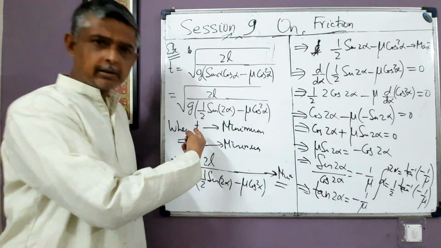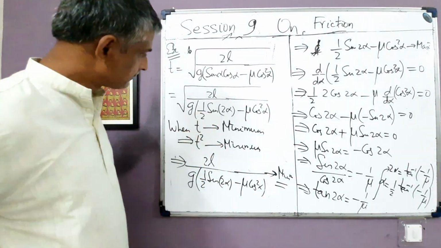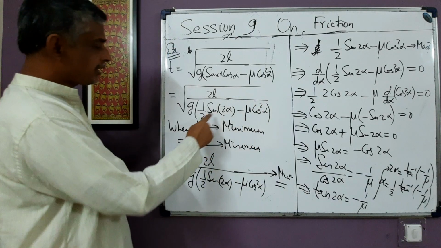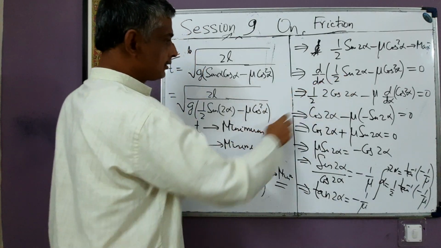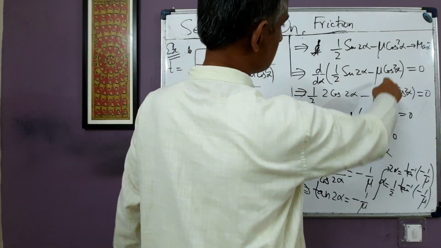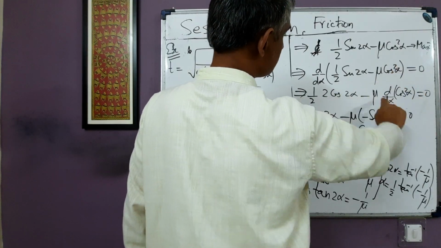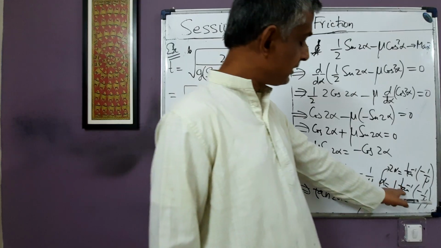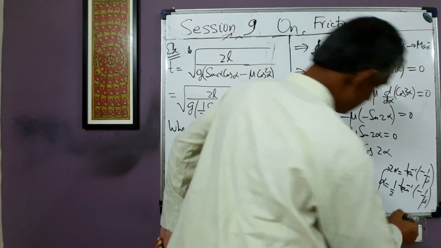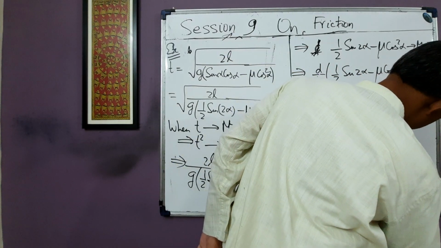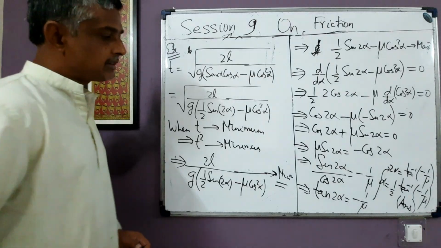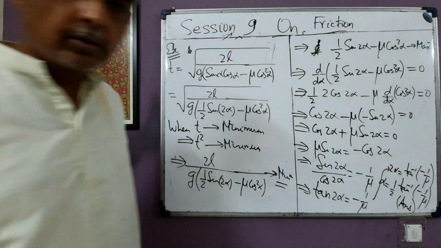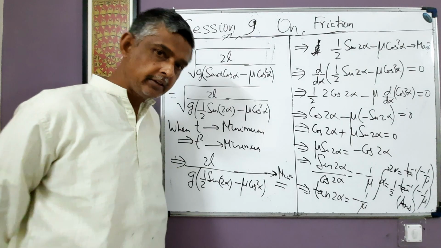Let me just check the calculation once. So this becomes half sin 2 alpha. Now I differentiate this with respect to alpha. Half into 2 cos 2 alpha, and this becomes minus sin 2 alpha. Okay, it's fine, alright. So alpha is equal to half tan inverse of minus 1 by mu, which is the answer to the first part of the question. That is therefore the first part of the answer of this question.